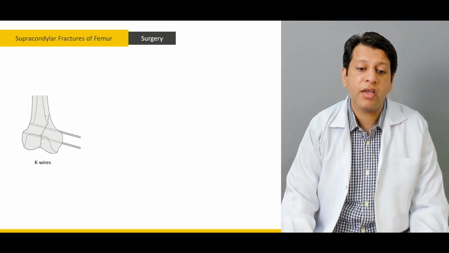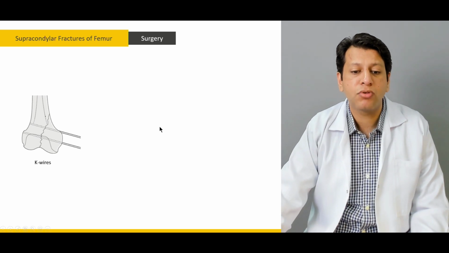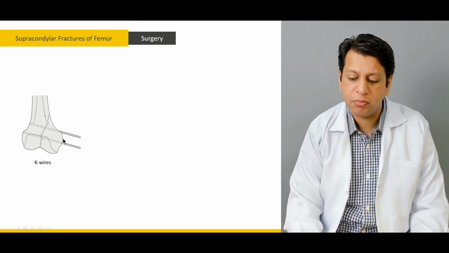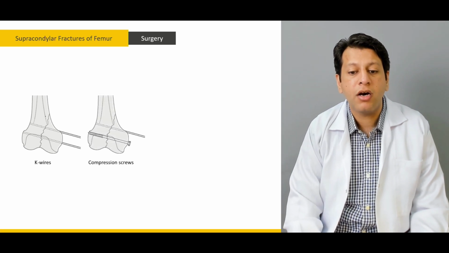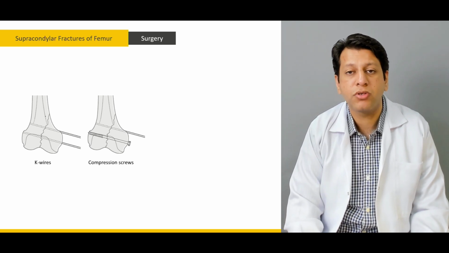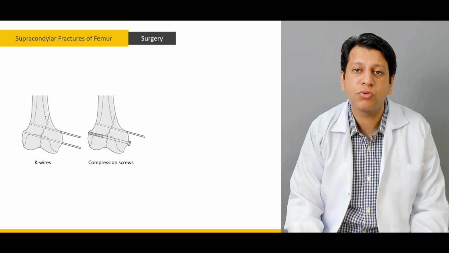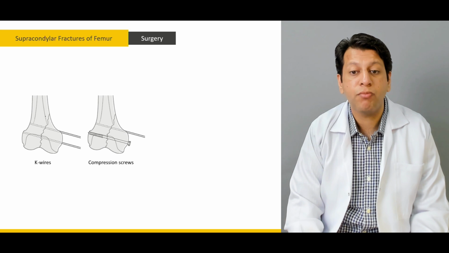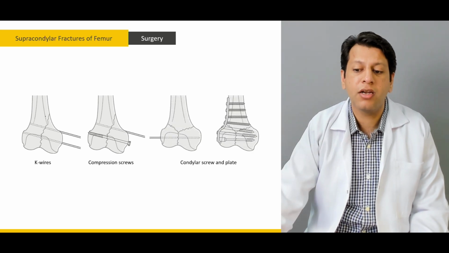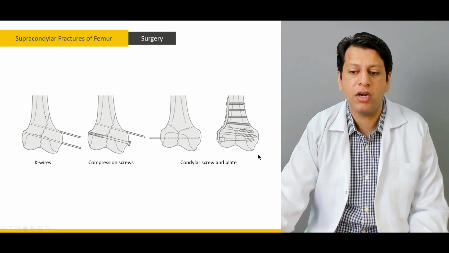One option is K-wiring. For example, if a child comes to you with this sort of a type 4 injury, then because the physis is open, the best option is K-wiring. Or we can pass screws as well, but usually only in a child, because in adults sometimes screws are not enough and they require proper placement, because later on they have to weight bear on that implant. Another option is a condylar screw or plate, which can be used in adults.